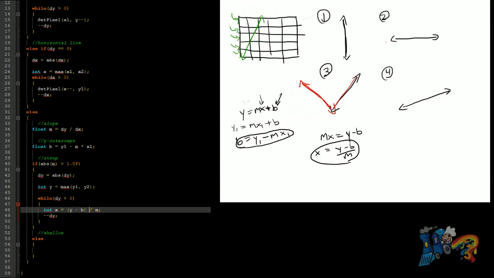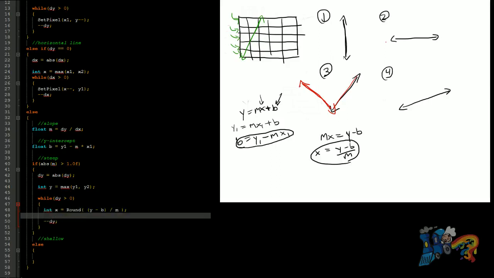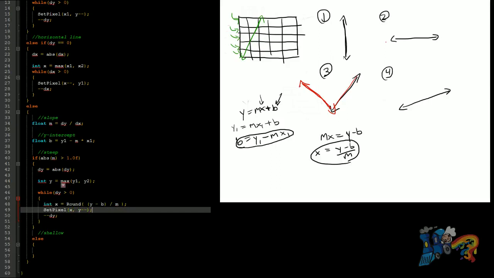However, this would return a float, so we would have an issue here of truncation, so we need to round it, and I'm calling an imaginary round function right now. You'd have to write your own, but it's completely trivial. If it's greater than or equal to 0.5, you round up to the top integer, and if it's less than that, you round down. So we round this off to get an integer representation, and then we can set the pixel. We set our x and our y, and we decrement the y each iteration, and as we go through it each iteration, we calculate a new x because we have a new y.